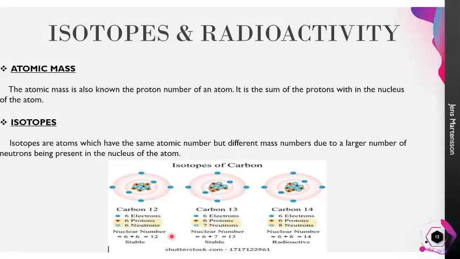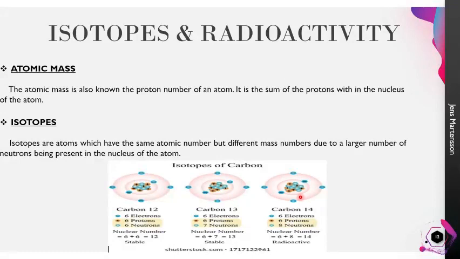Okay? We have our carbon 13, where we have 6 electrons, 6 protons, and 7 neutrons. Therefore, we have a nuclear number or mass number of 13. And we have our carbon 14, where we have 6 electrons, 6 protons, and 8 neutrons. In each of these, we see that the neutron is what increases, and the protons and electrons stay at 6.